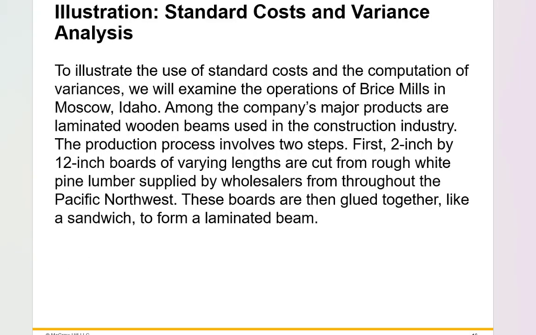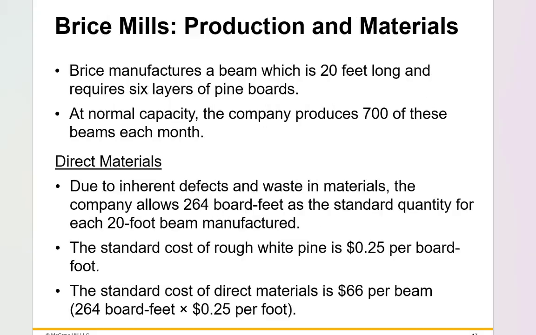To illustrate the use of standard costs, we're going to examine the operations of Bryce Mills in Moscow, Idaho. The company's major products are laminated wooden beams used in the construction industry. It has 2 steps. First, 2-inch by 12-inch boards of varying lengths are cut from rough white pine lumber, and then they are glued together. So there are 2 parts of this process: production and materials. Bryce manufactures a beam which is 20 feet long and requires 6 layers of pine boards.